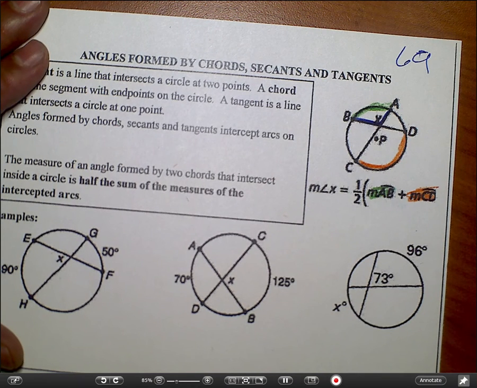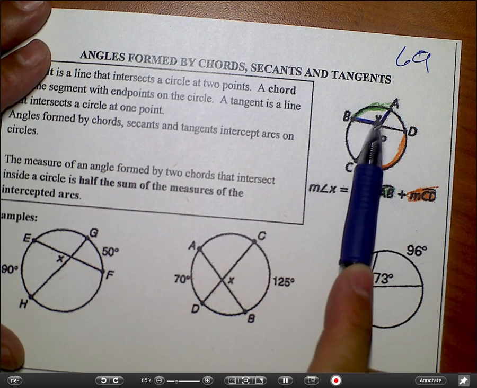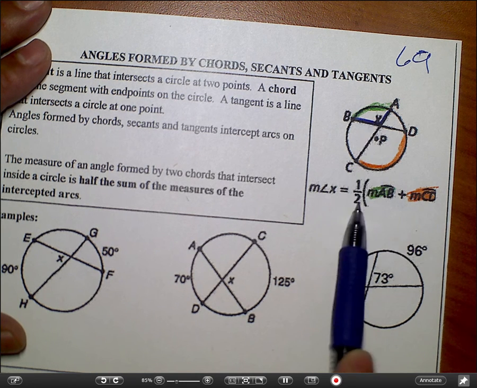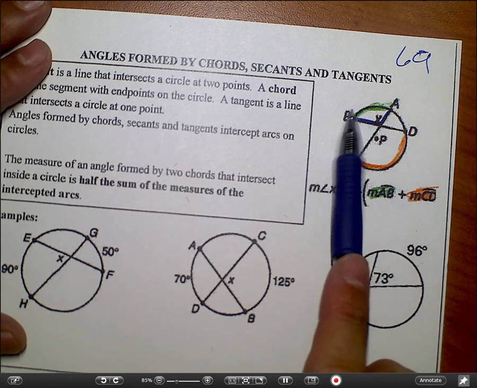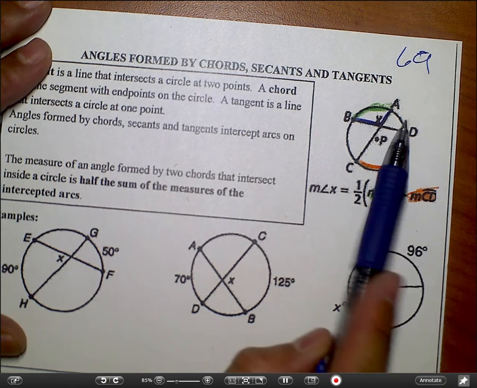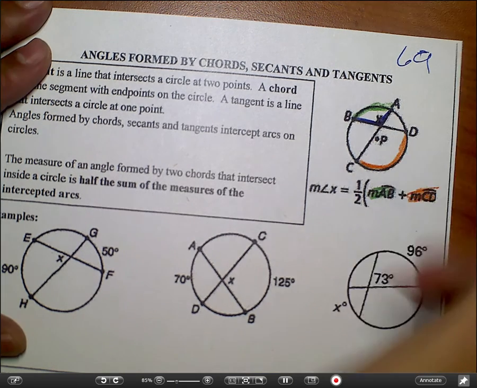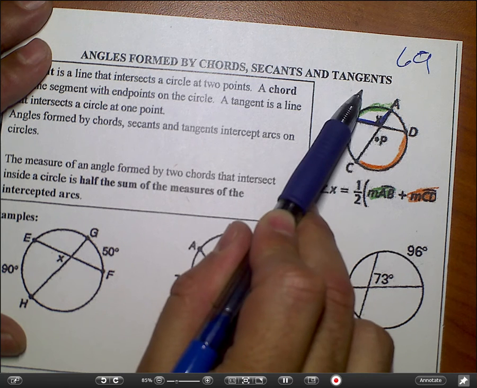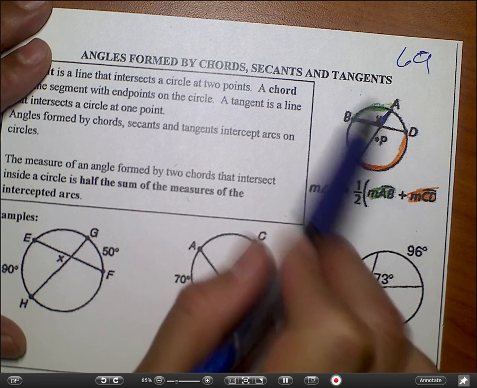So my formula is going to be the measure of the angle right here on the inside is going to be equal to 1/2 this arc plus this arc. So pizza crust plus pizza crust. So the angle right here, if you notice I traced it, that's going to be my alligator right here, that's going to eat one of the arcs. So it's going to eat one of the pizza crust plus the pizza crust on the other side.